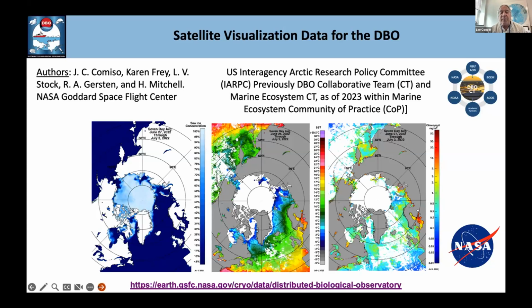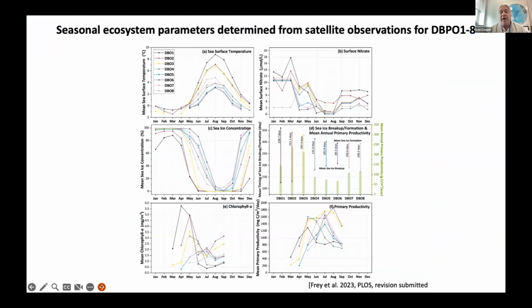The raw data that's behind these figures and animations is available now, and so I would say this is a resource that's worth looking at, and it's based on some of these plots. This is a paper that's in revision and resubmitted to PLOS One to look at the different DBO boxes. One is the most southern, 8 is the furthest east in the Beaufort Sea.